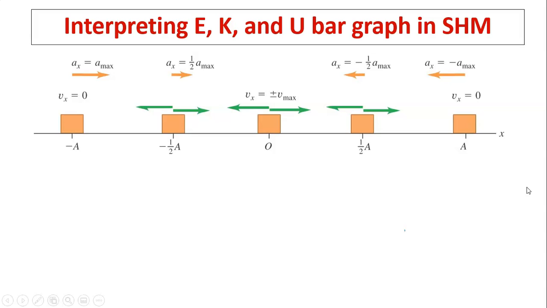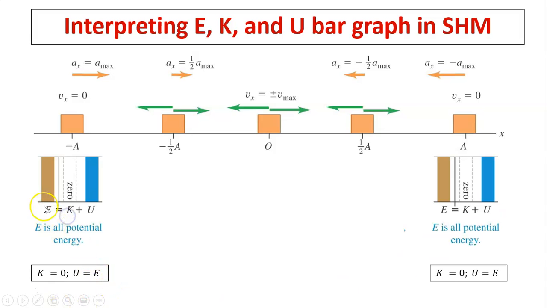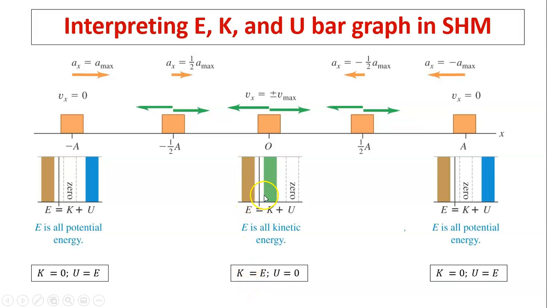Interpreting total energy, kinetic energy, and the potential energy bar graph in simple harmonic motion. So here is simple harmonic motion. We know at the end the total energy is potential energy. So the bar graph looks like this. Brown is total energy, so total energy equals K plus U, and K equals 0 at the end. In the middle, the total energy is kinetic because there is no displacement. So the bar graph looks like this. All the energy is kinetic. There is no potential energy.